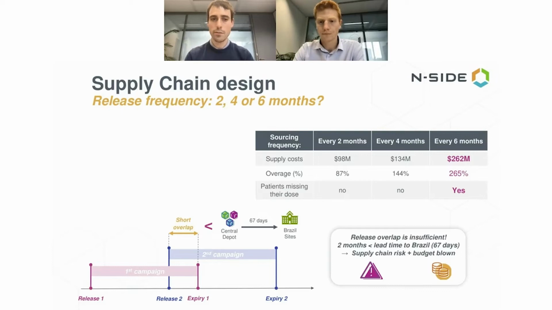So obviously you have some risk, and that's something that you want to test early on, before deciding on the release frequency. Because if you don't test, if you decide to source every 6 months, then you will have patients missing the dose, and that's really something you don't want. So we want to avoid risk. We want to test different scenarios. We want to involve Clinops early on to ensure patient centricity and to ensure no supply chain risk, such as drug shortages or patients missing their doses.